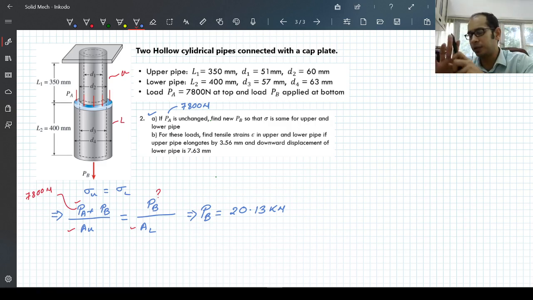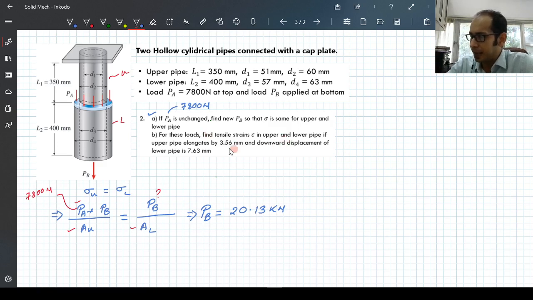So let's again try to understand the system that we have over here, right? The elongation of the upper pipe happens over here. It says that for the lower pipe the downward displacement is 7.63, so this has an overall displacement of 7.63. So what is the stretching of just the lower pipe? It is going to be the total displacement minus the stretching of the upper pipe. So let's maybe tackle the first part.